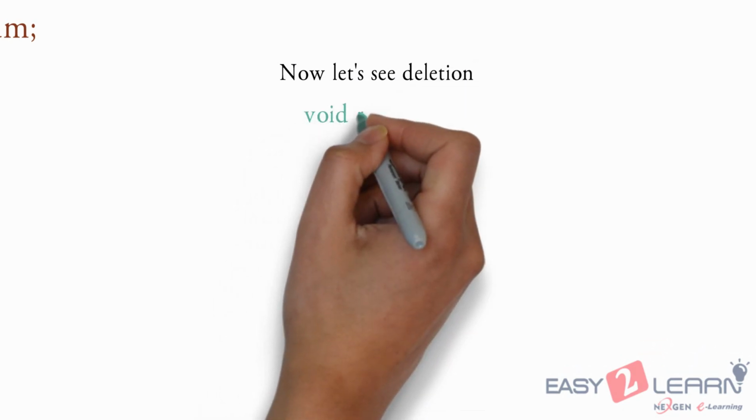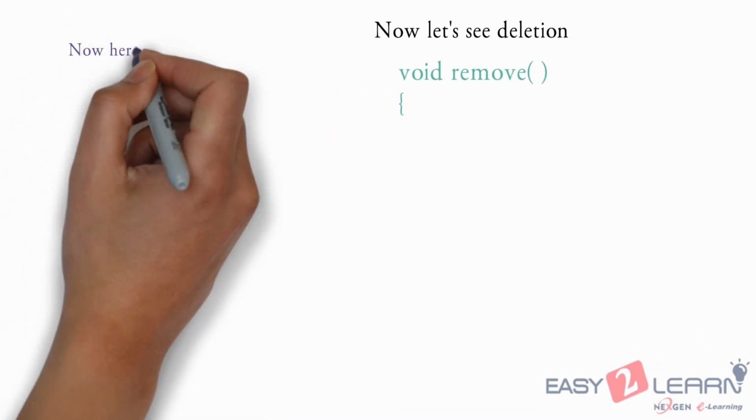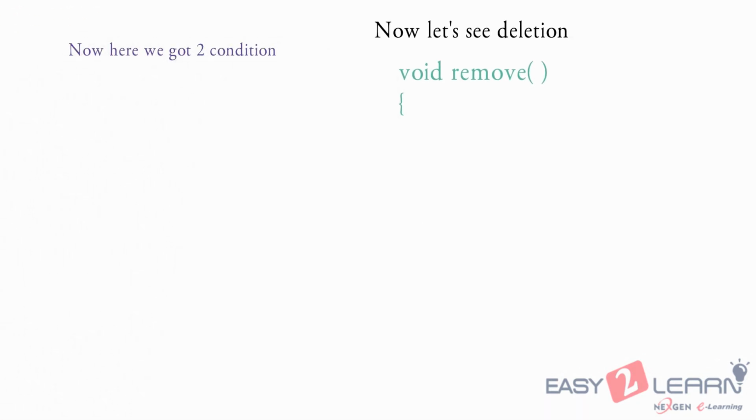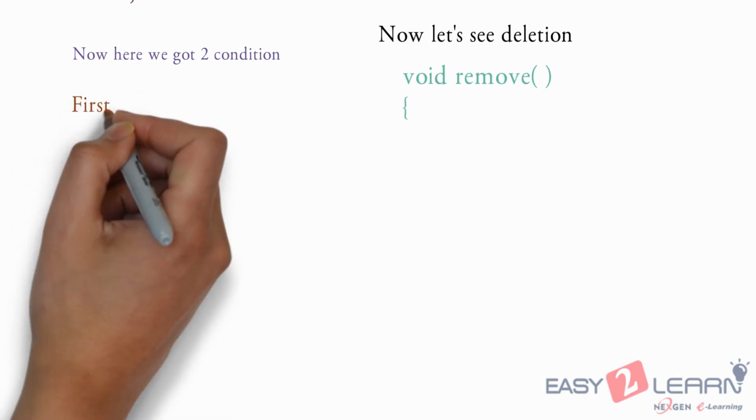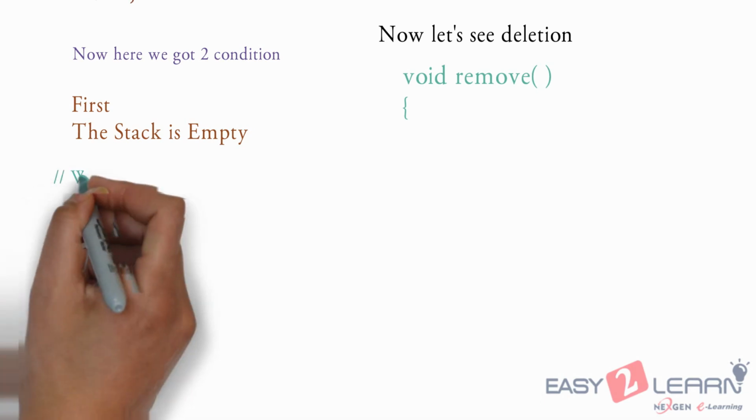Okay, so this is a method called remove, which returns nothing, and here also we got two conditions. The first one, the case may be the stack is empty. When stack is empty, we can't remove anything. So we simply print the stack is empty here. The second case, a regular condition.